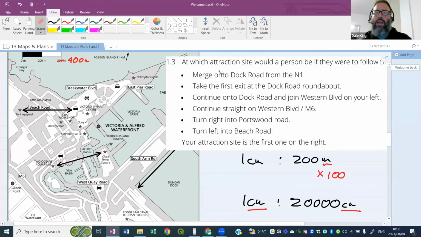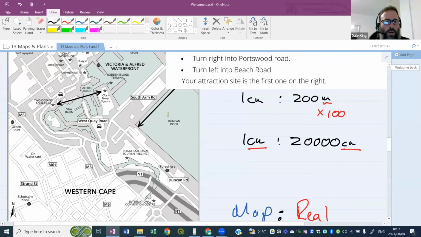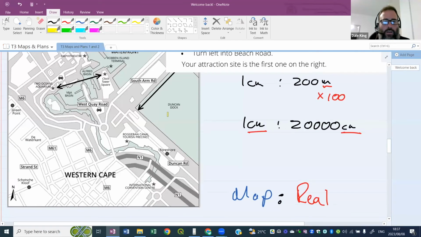They're saying, at which site would a person be if they were to follow these directions? This is how you should be writing directions if you got a question like that. Give directions from point A to point B. Okay, so as we go through this, look at the words they use. I will highlight them, and you should try and use the same words when you answer this kind of question. So we merge onto Dock Road from the N1. Where's the N1? Here's the N1. All right. We merge onto Dock Road from the N1.